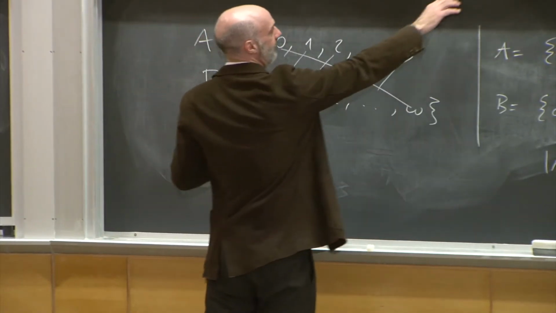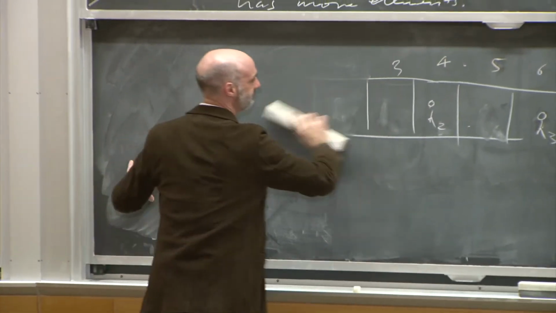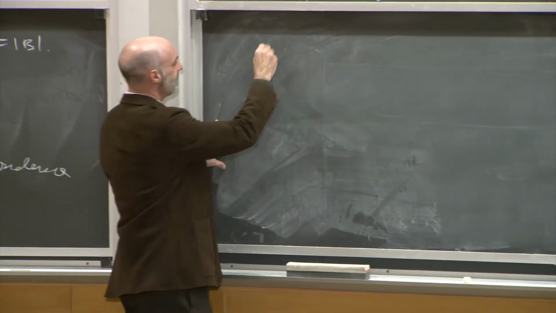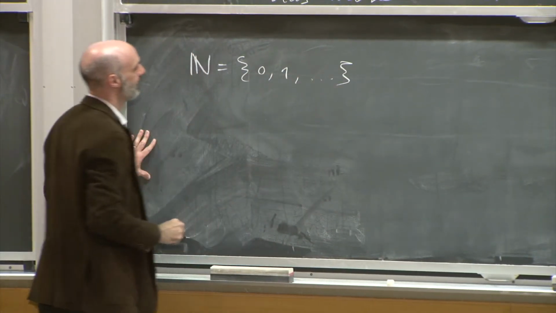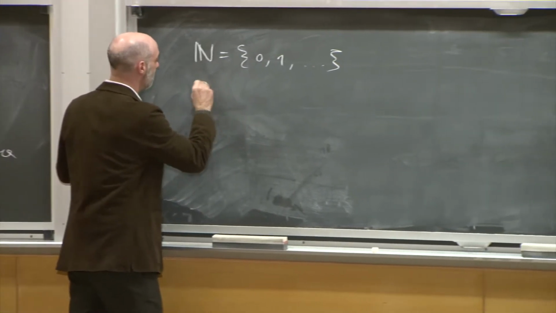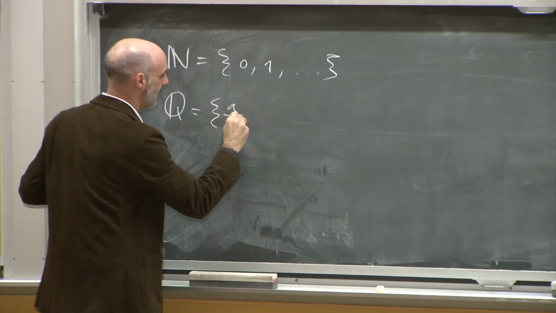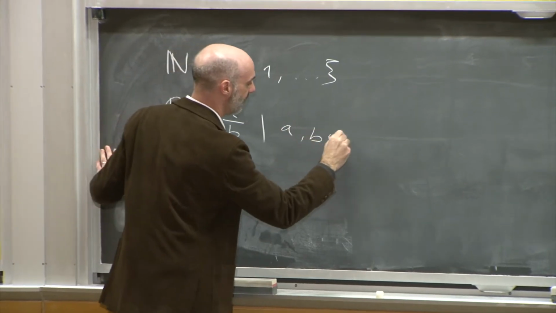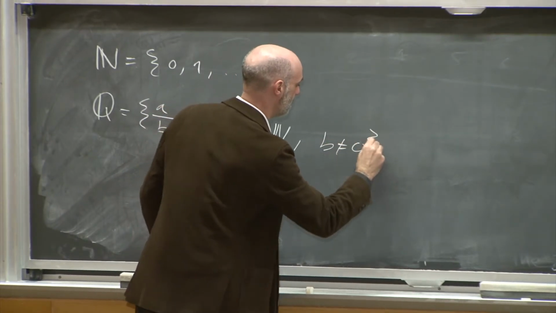All right, so here is a first fun question for you. Take the natural numbers first, and then take the rational numbers. The rational numbers are the set of numbers of the form a over b, where a and b are natural numbers, and b is not 0.